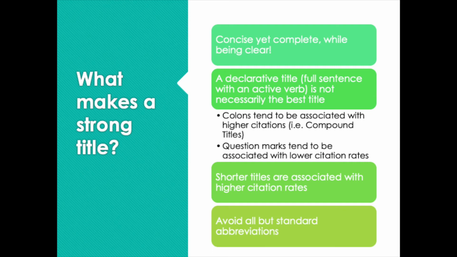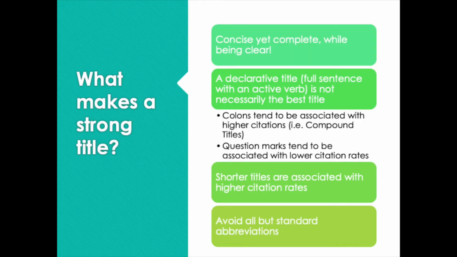Now, some people are under the impression that declarative titles are the best. That's the way to go. But they're not necessarily the best titles. Don't just automatically write that type of title. A couple of things to keep in mind. Research studies that have looked at citation rate versus title types have found that colons tend to be associated with higher citations. In other words, colons indicate a compound title. So compound titles tend to be cited more, and question mark titles tend to be cited less. Why that is, no one really knows, but those are the trends from past publications.